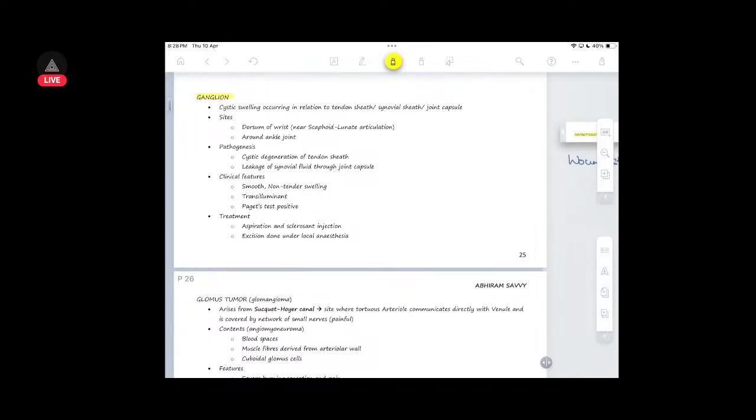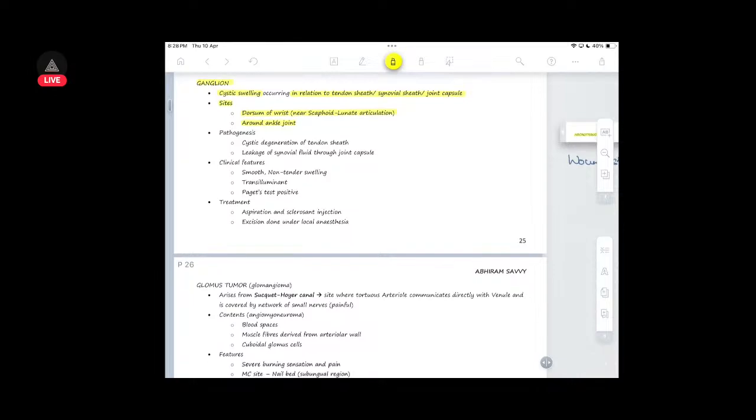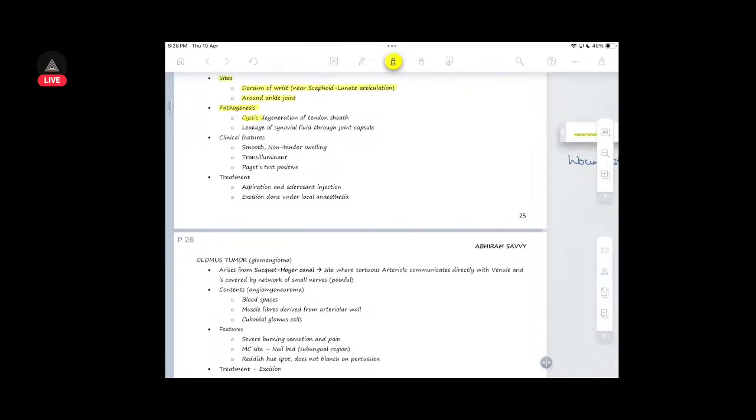And next we go on to ganglion. Ganglions are cystic swellings in relation to tendon sheath, synovial sheath, or joint capsule, located in the dorsum of the wrist, which is near the scaphoid-lunate articulation, and around the ankle joint. Pathogenesis: cystic degeneration of the tendon sheath, with leakage of synovial fluid through the joint capsule. Clinical features: smooth, non-tender swelling, transilluminant, and Paget's test positive.